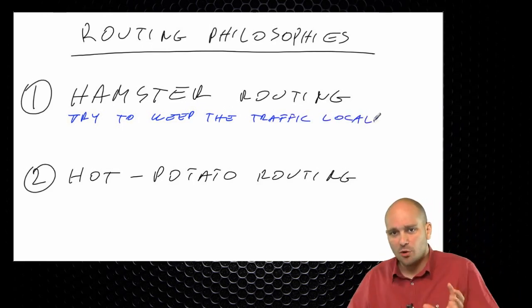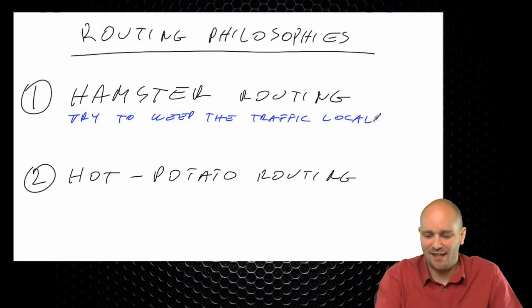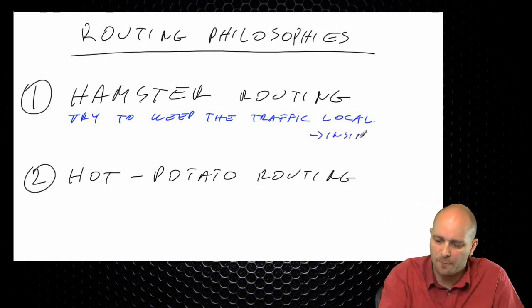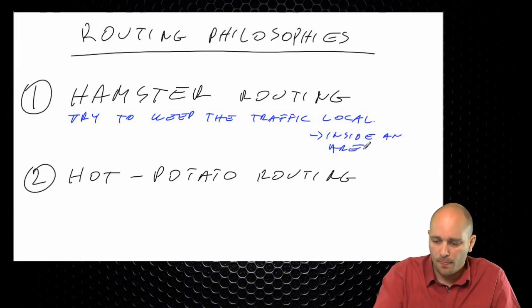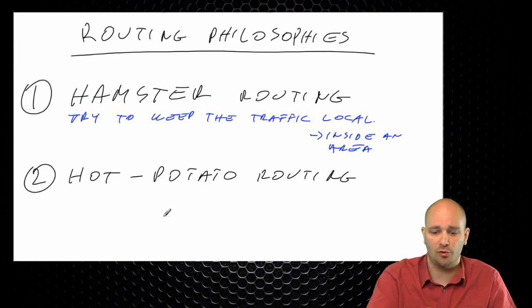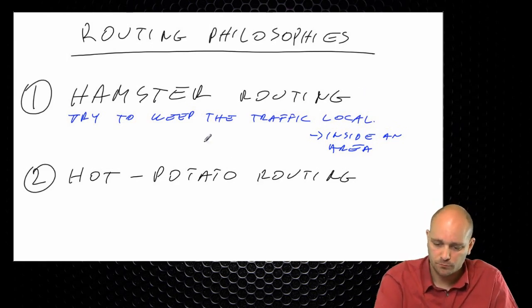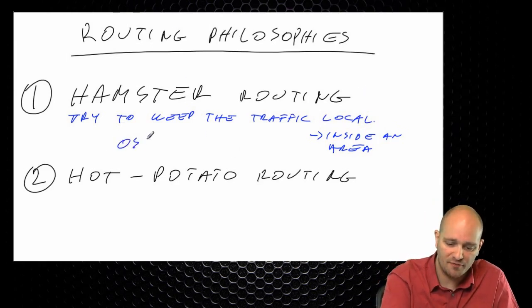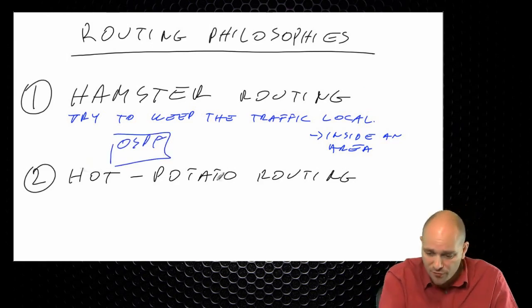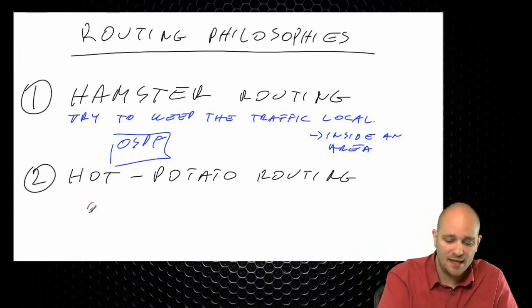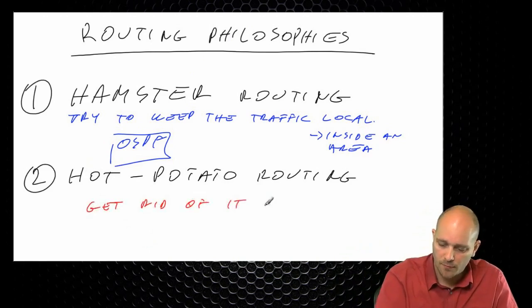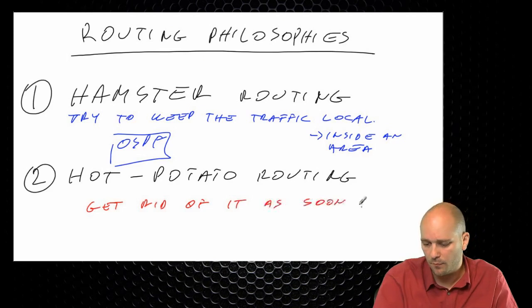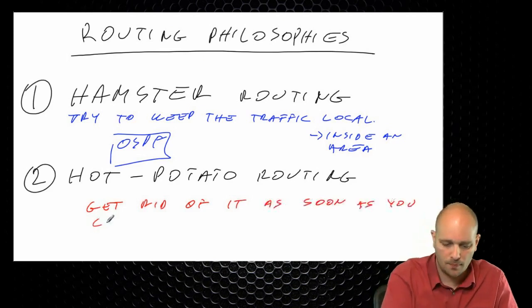So OSPF is going to try to keep traffic inside an area as much as it can. Now, as opposed to that, hot potato routing is, for example, so this is done by OSPF. Hot potato, just to give you an idea what hot potato routing is: get rid of it as soon as you can. And this is what, for example, BGP does.